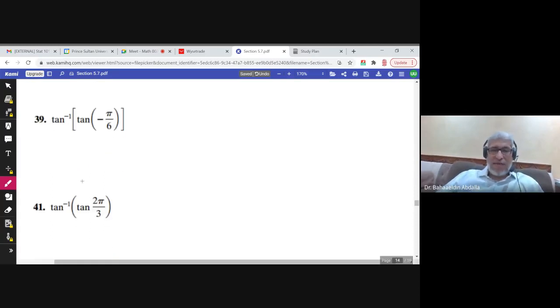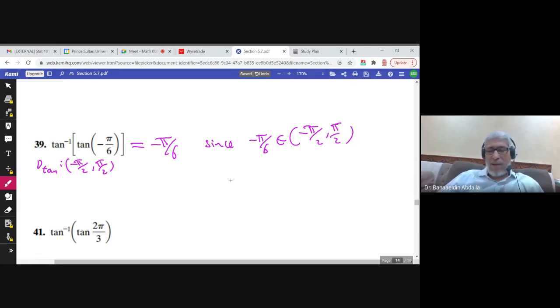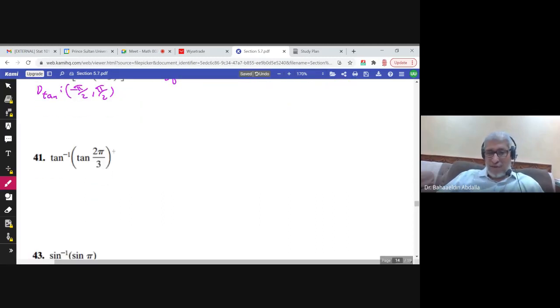Tan inverse tan negative pi over 6. I have to consider the domain of tan. What is the domain of tan? If you remember, the domain of tan is from negative pi over 2 to pi over 2 exclusive. Is negative pi over 6 here? Yes. So the answer would be negative pi over 6, because it belongs to this domain from negative pi over 2 to pi over 2, and you can check your calculator also, it will give you the same answer.